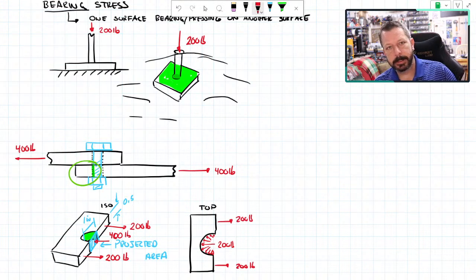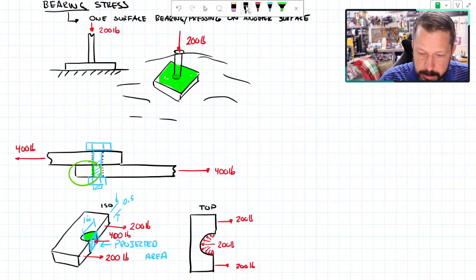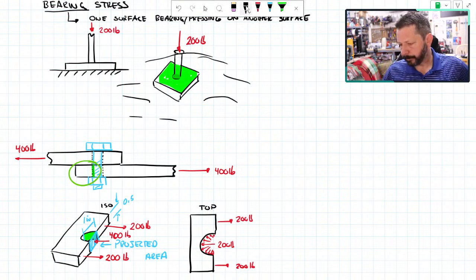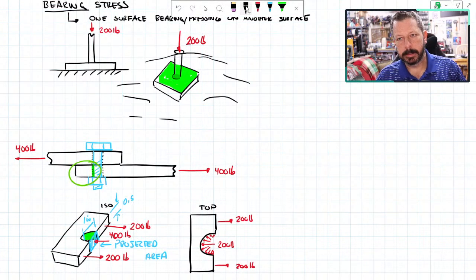One where there's just a rectangular area that's the contact surface between two objects. That one's pretty straightforward. And then this one where it's a curved surface, like a pin inside a hole or a bolt inside a hole, something like that. And we use the projected area. Okay, so that's bearing stress. The last one we're going to do, we're going to divide it into two categories, but they both are called shear stress.